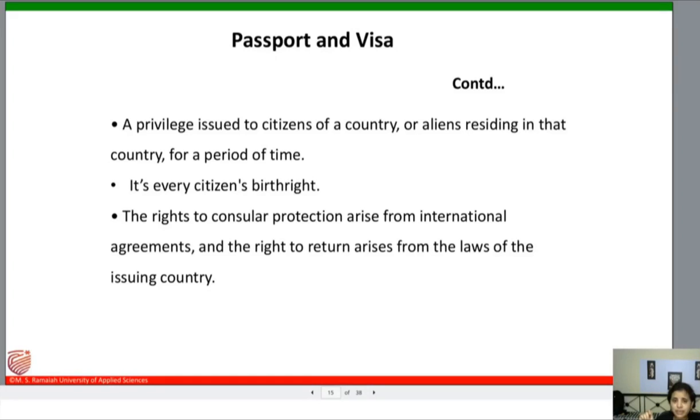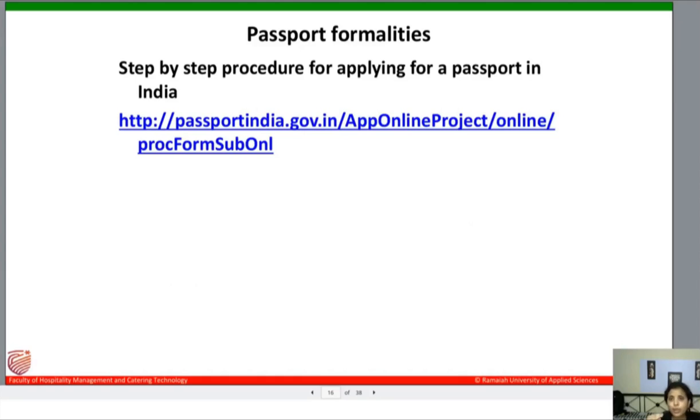When a person, it's been said that it's a citizen's birthright to get a passport, and it acts as a rights to consular protection from international agreements, and the right to return arises from the law. So it's a very important document one needs to have if you are traveling abroad. Now what are the step-by-step procedure for applying for a passport in India?